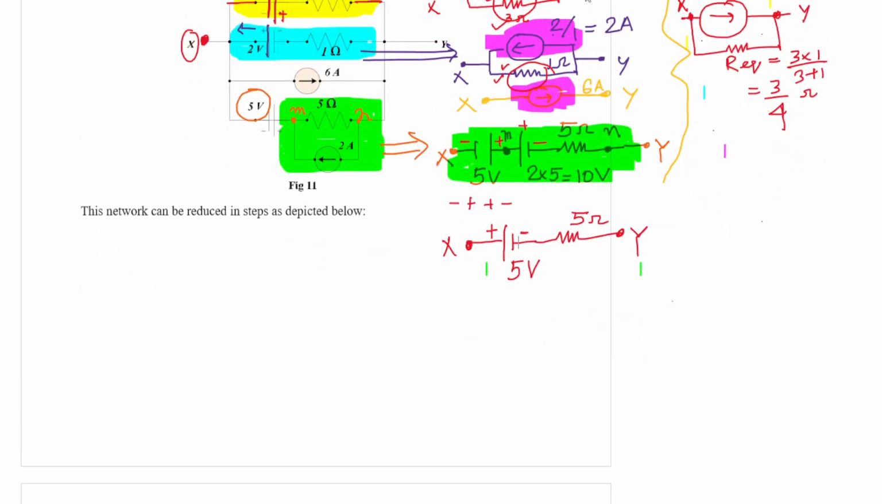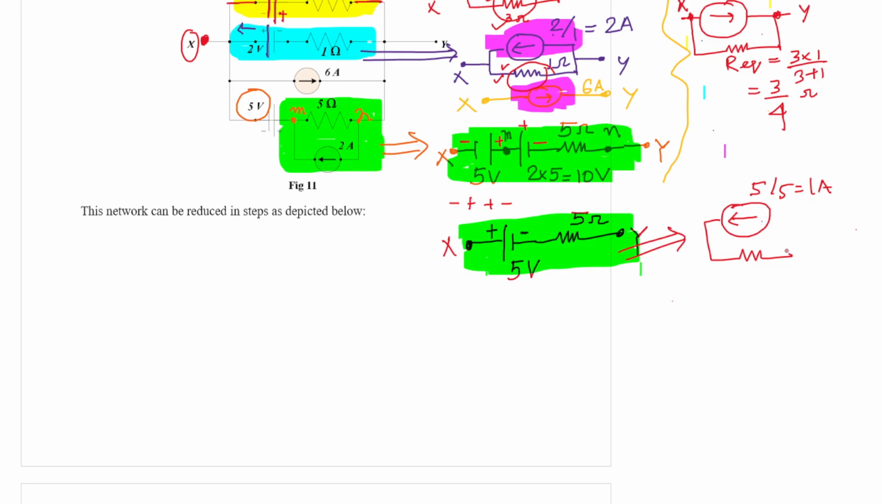So if you try to use the source conversion technique again, the same thing can be converted into a current source. We have a current source, and now the direction should be in this direction. So 5 by 5, which is equal to 1 ampere, should be connected in parallel with the 5 ohm across the terminals x and y. So it will be 5 ohm.